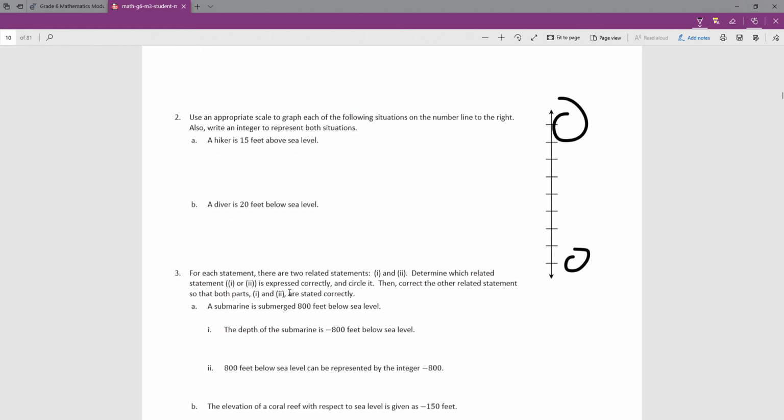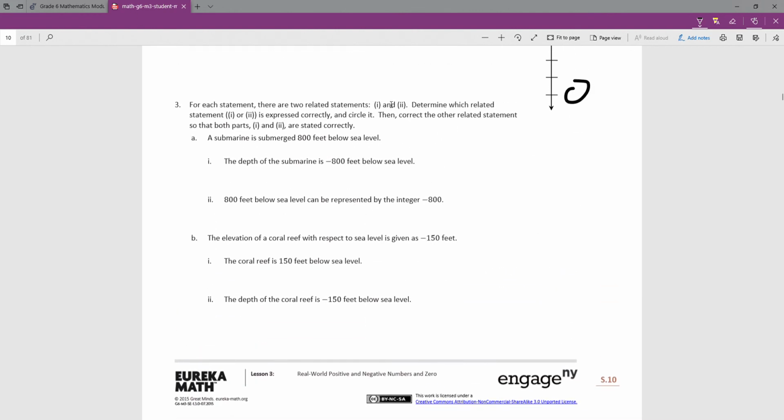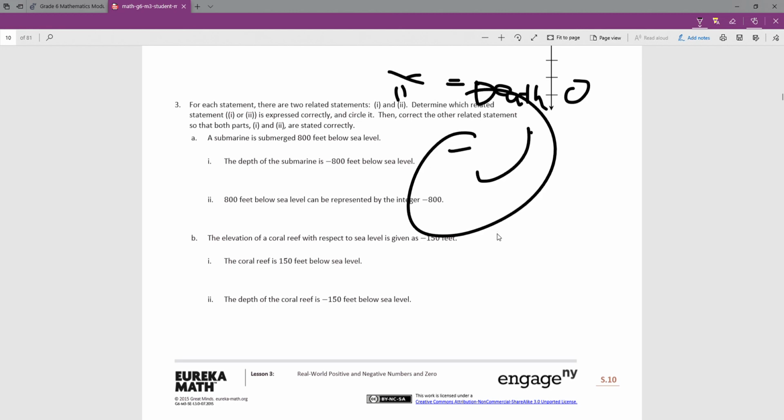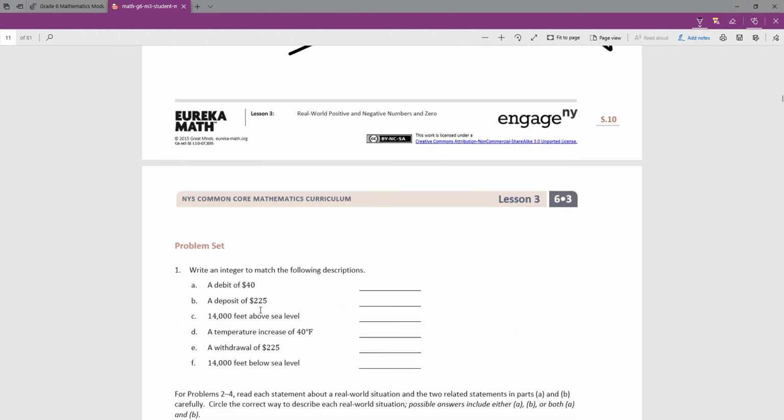For each statement, there are two related statements, I and II. Just cross that one out. I equals X. X equals death. That's what you write. And then you draw the person that gave you the module. And then you put an X on it, and then you show it to the teacher.